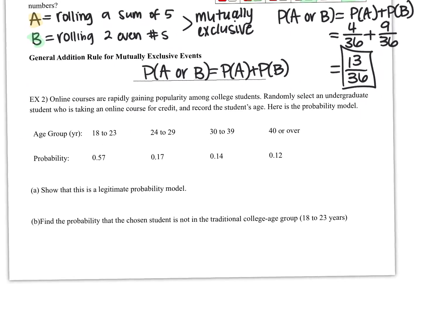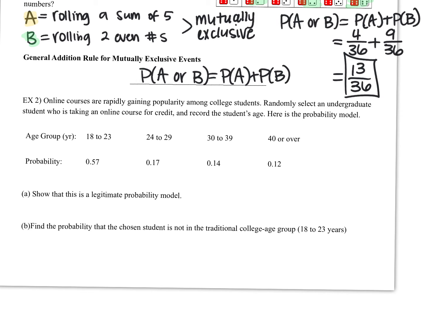All right, so our next example. Online courses are rapidly gaining popularity among college students. Randomly select an undergraduate student who's taking an online course for credit and record the student's age, and we have a probability model. So we have 4 age categories: 18 to 23, 24 to 29, 30 to 39, and 40 or over. And we have the probability that a student in that age group is taking an online class.